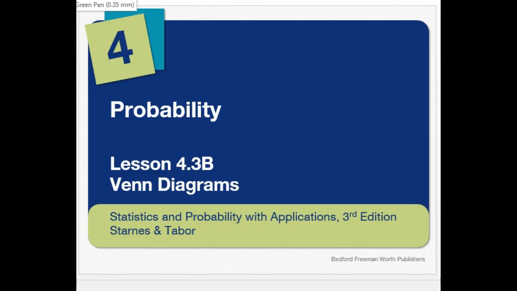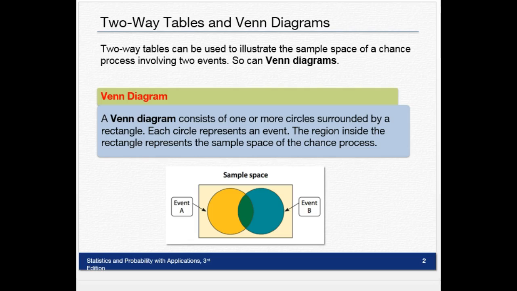All right, in 3.4b, we're going to look at probability with a different method using what we call Venn diagrams. Two-way tables can be used to illustrate the sample space of a chance process using two events.